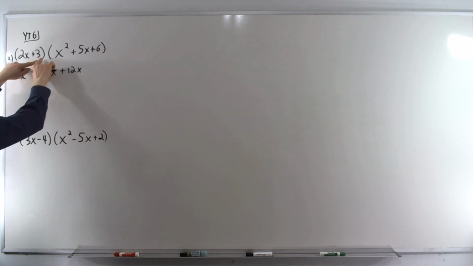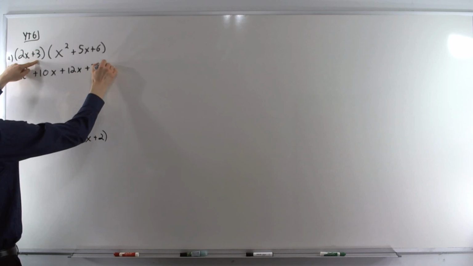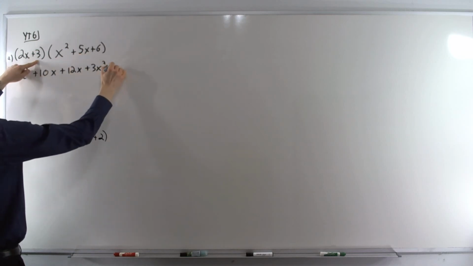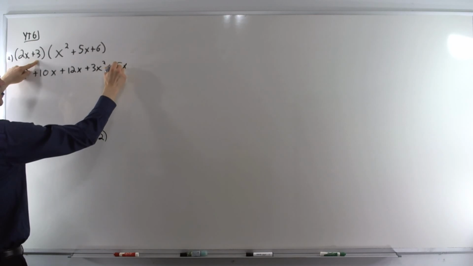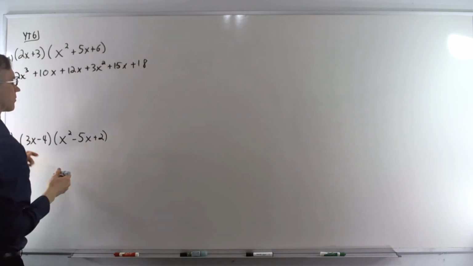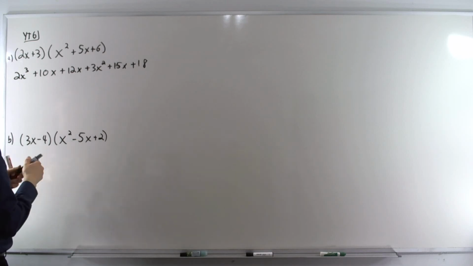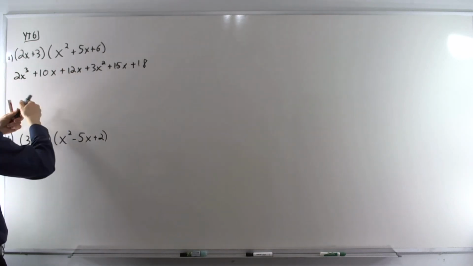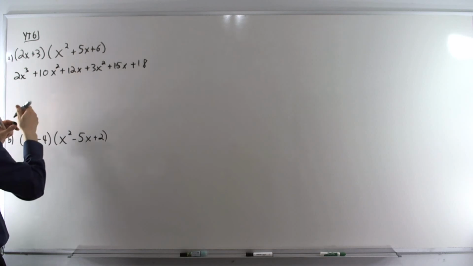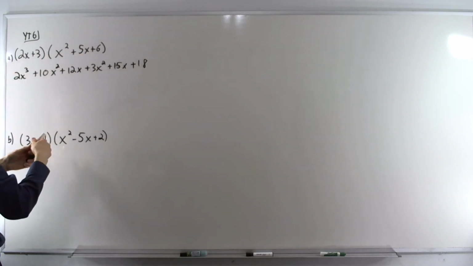Now I'll distribute the 3 in. 3 times x squared, 3 times 5x, that's 15x. And then 3 times 6 is 18. All right, now we got some like terms. Hang on, missed a squared here. There we go. That should be 10x squared. 2x times 5x, 10x squared.